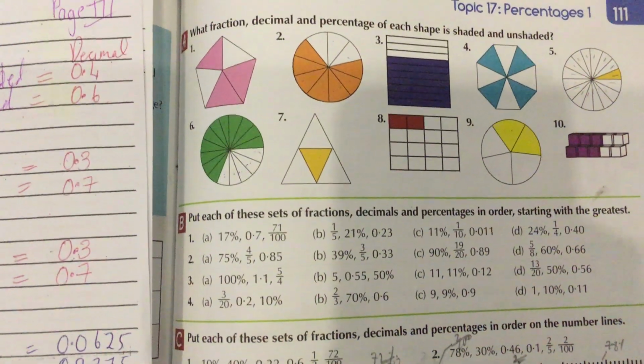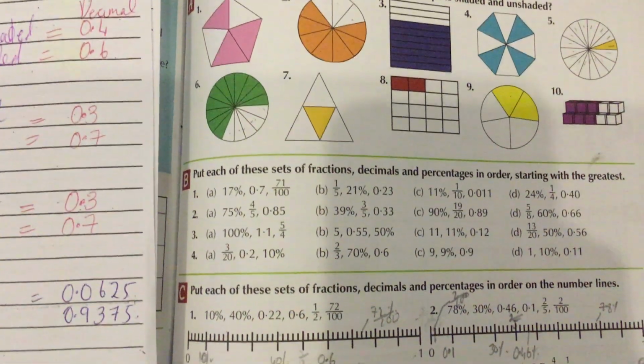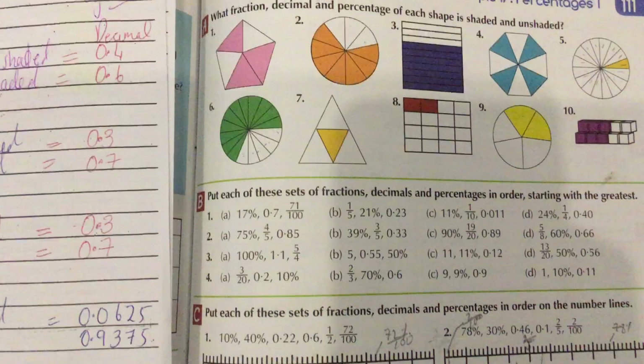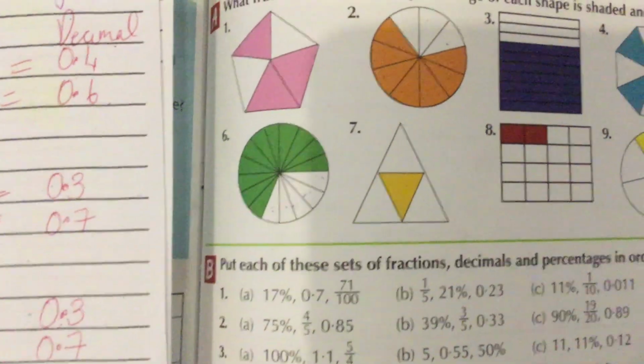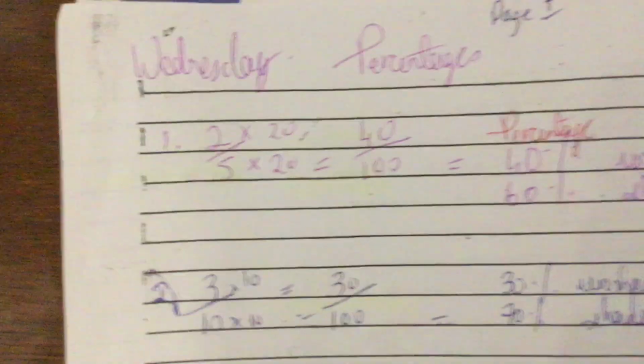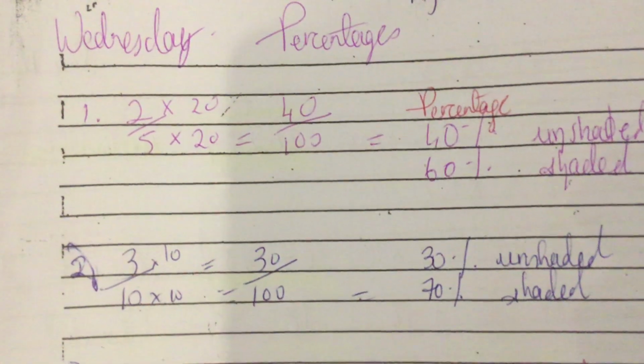So we'll start off. What fraction, decimal, percentage of each shape is shaded and unshaded? So what I did there was, 2 out of 5 were unshaded in number 1. Now it said to convert that to a percentage.